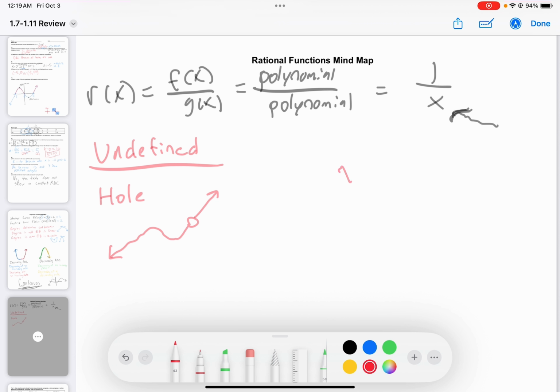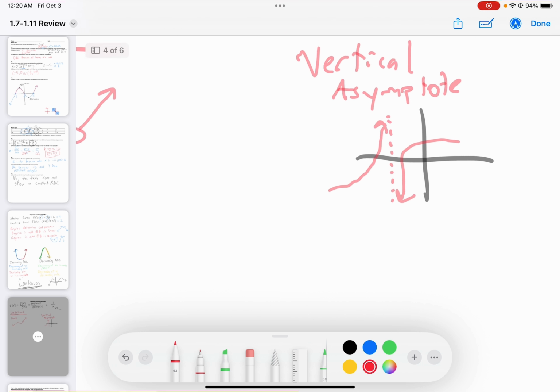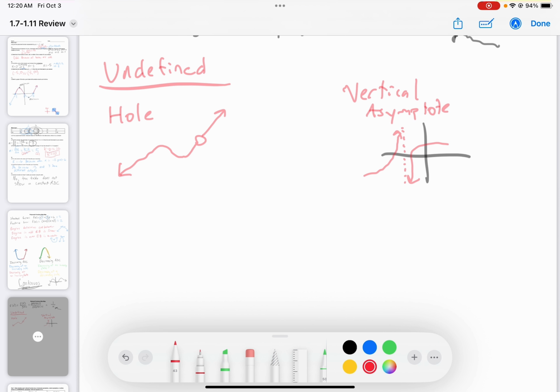Or it could have a vertical asymptote. There's a lot of words that are hard to spell in this first unit. And that's going to look something like this, where we have some vertical line that we never touch because it's undefined there, right? So it gets closer and closer to this line, but it will never touch it because the function is undefined at that spot.